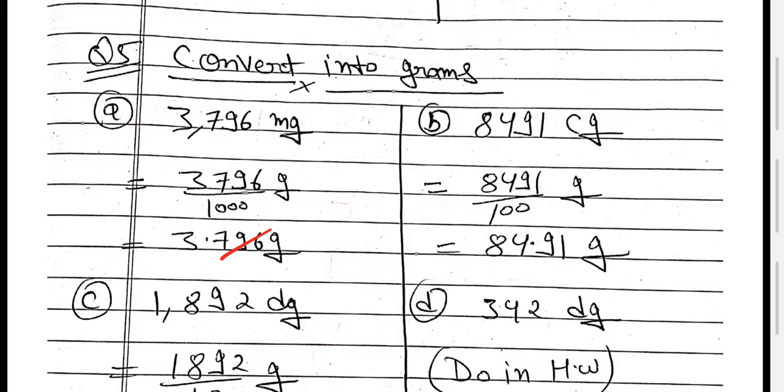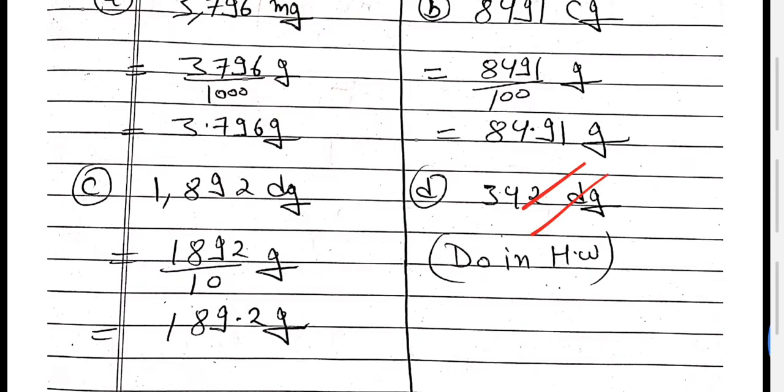Now part B is centi. Centi you have to convert into gram, so you have to move only two steps because milli is 3 and centi is just before the milli. So you have to see only two steps. So you have to divide it by 100. So you will get 84.91 gram. Similarly, D part you have to do by yourself in homework.